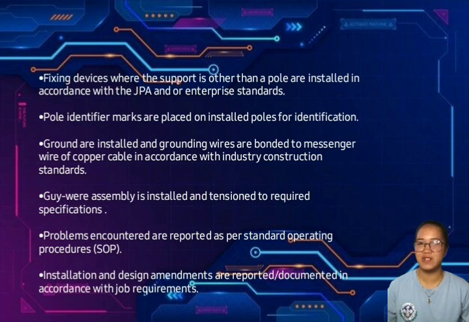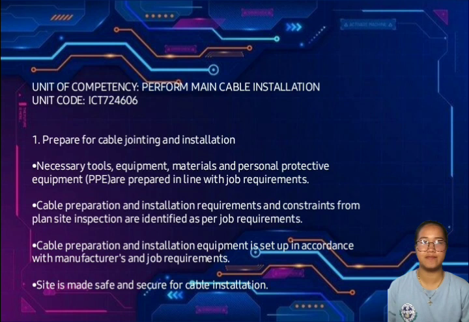Grounds are installed and grounding wires are bonded to messenger wire of copper cable in accordance with industry construction standards. Guy wire assembly is installed and tensioned to required specifications. Problems encountered are reported as per Standard Operating Procedures or SOP. Installation and design amendments are reported or documented in accordance with job requirements.